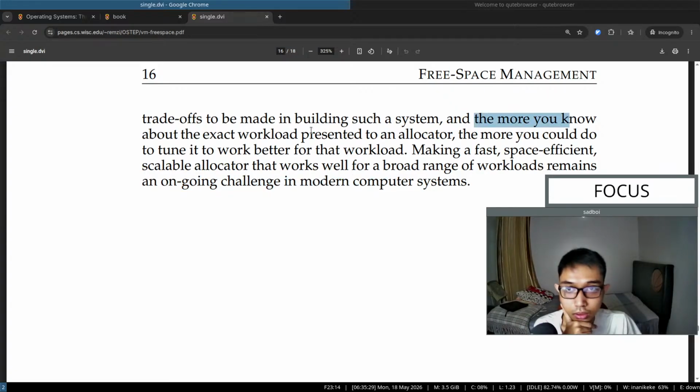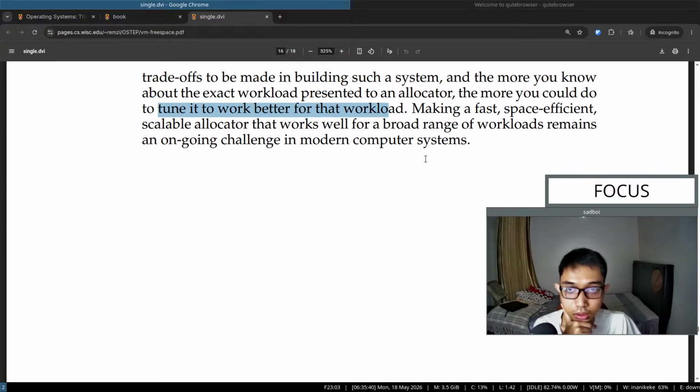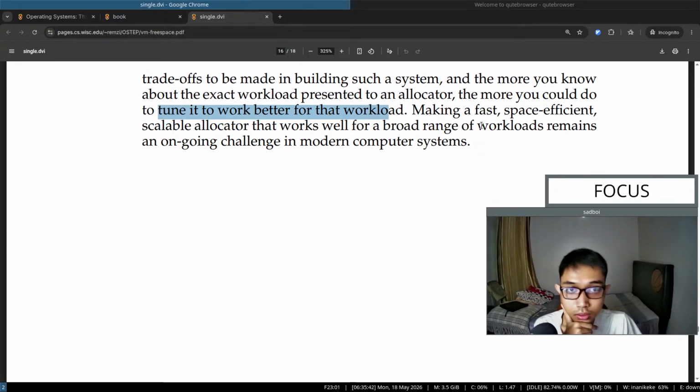The more you know about the exact workload present to an allocator, the more you could do to tune it to work better for that workload. It is still an ongoing challenge.